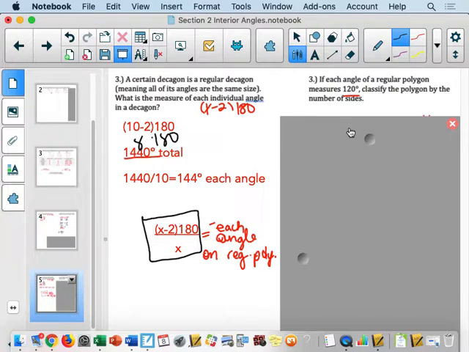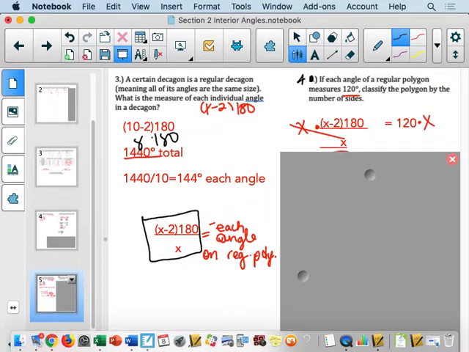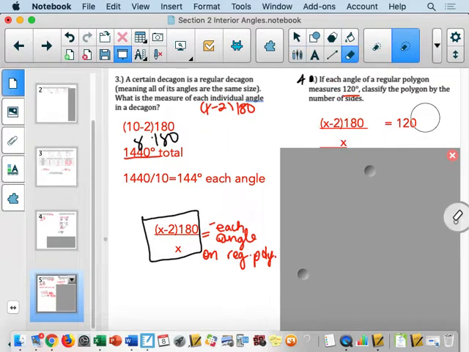So on number 3, it's similar. I guess this should technically say number 4, shouldn't it? On this question here: if each angle of a regular polygon measures 120, classify by the number of sides. It's similar. We want to work backwards. However, if we go with our equation here, divide by x, we can't do anything with this problem until we get rid of the divide by x.